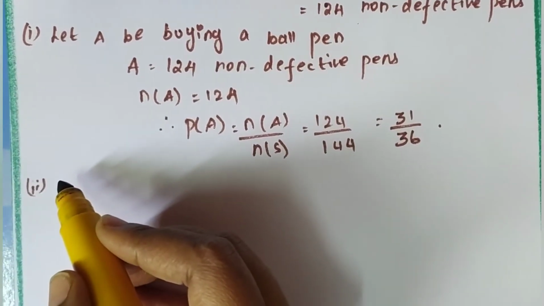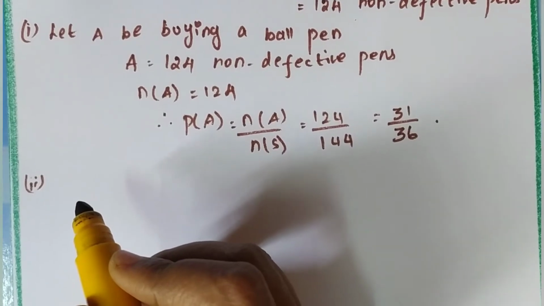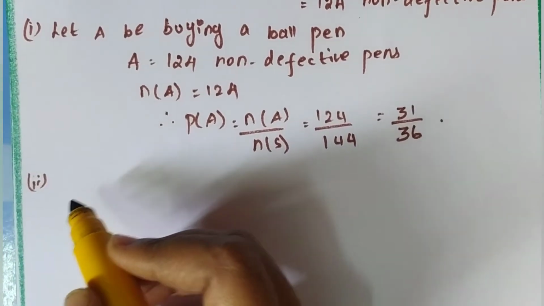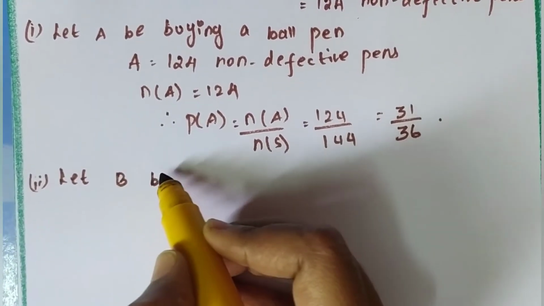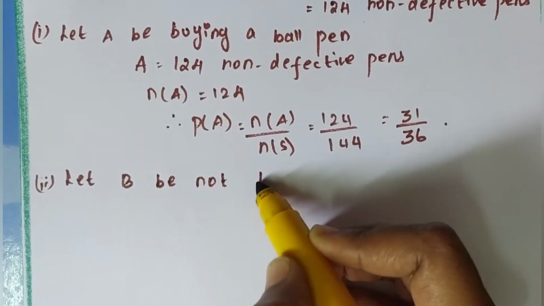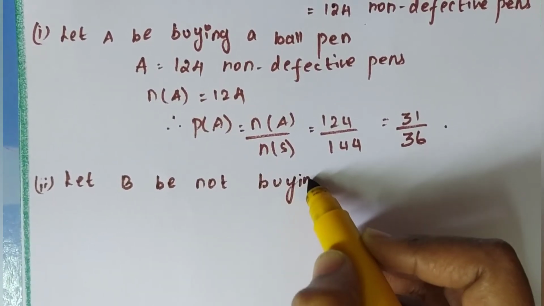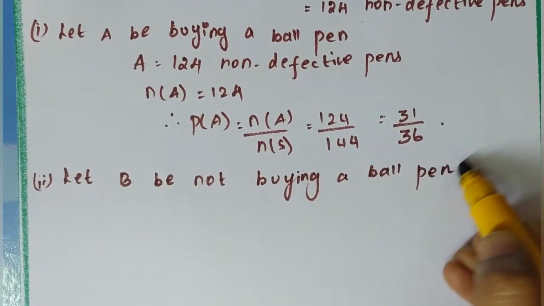And then the second one is the probability that she will not buy the pen. She will not buy the pen. Let B be not buying a ball pen. Not buying a ball pen.